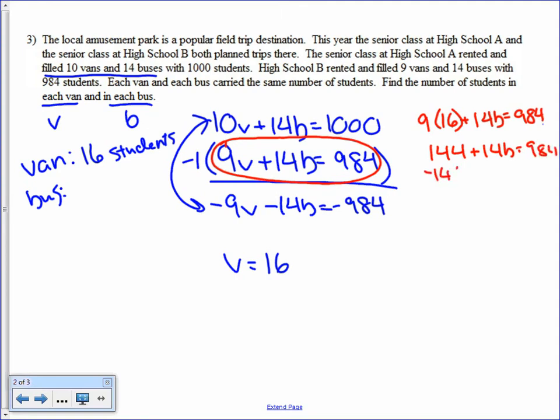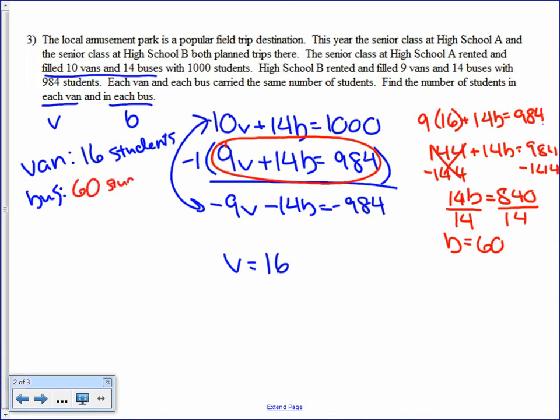Subtracting 144 from both sides, that'll give me 14b equals 840. And then dividing by 14 on both sides, should give me a b value of 60. So there are 60 students on each bus.